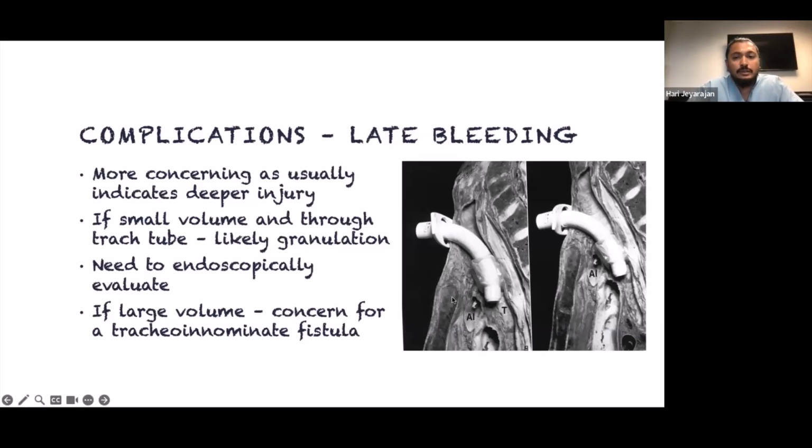If this happens, the first thing that we'll do is we will come and endoscopically evaluate. But if it's a large volume bleed, none of us want to trach that tube out, because if you do, you can precipitate a massive volume bleed that is going to immediately lose your airway.